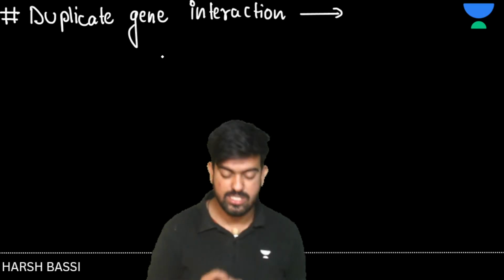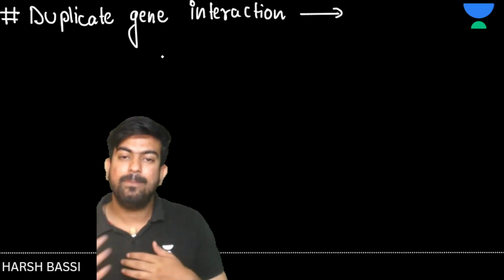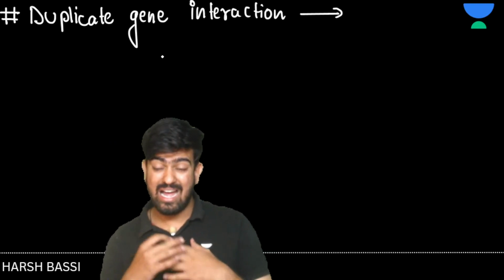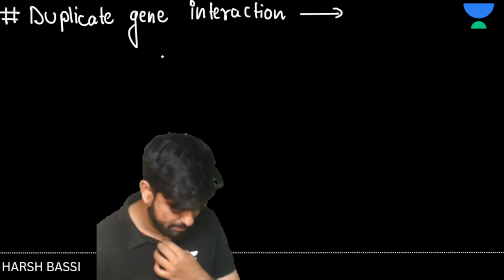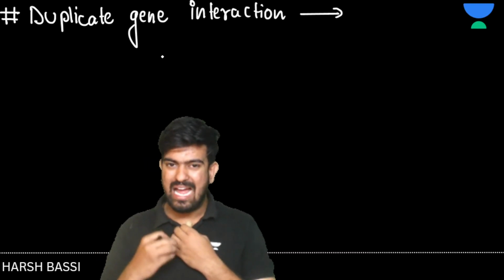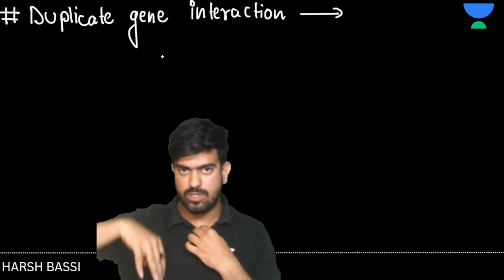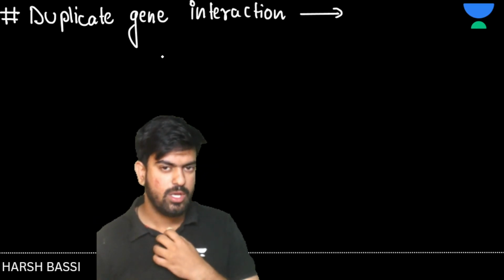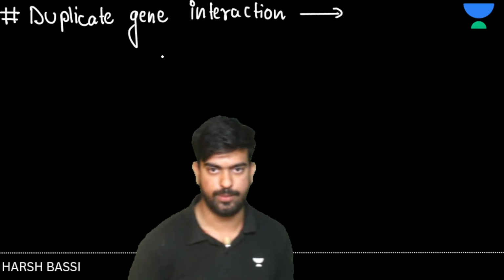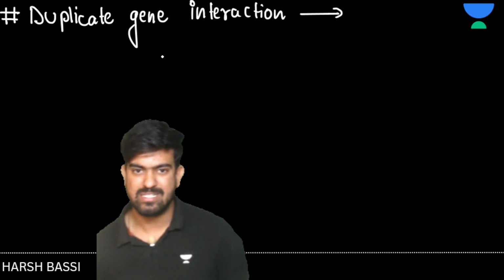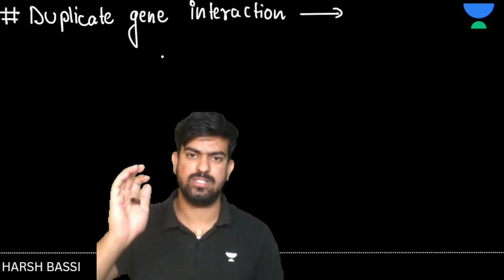What is this duplicate gene interaction, sir? See, suppose I had a twin, and instead of me, my twin brother is going to come here and take the class. Will you be able to recognize? Maybe by face, maybe not. So what's happening here is that if only one dominant allele is present, work will happen.